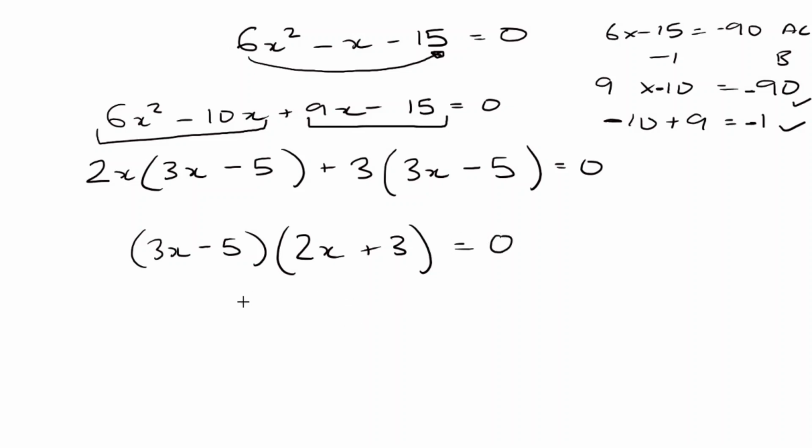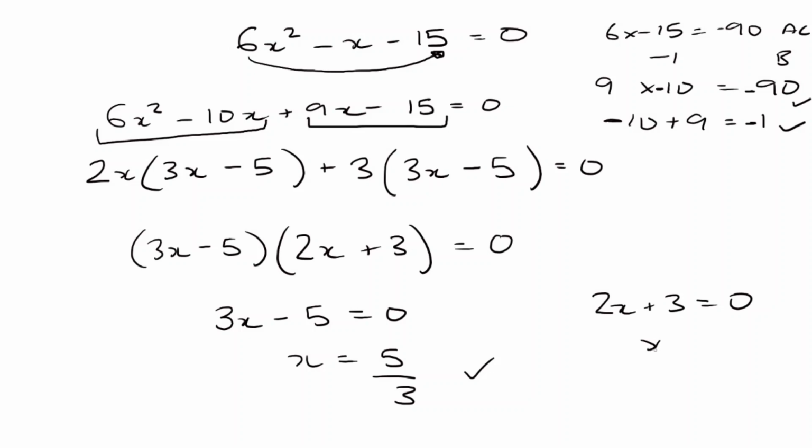To find the roots, we equate each of these terms to 0. 3x minus 5 is 0, which means x is 5 over 3. That's our first root. Our second root is 2x plus 3 equal to 0, and x is equal to negative 3 on 2. That is our second root. So that's how we go about this.